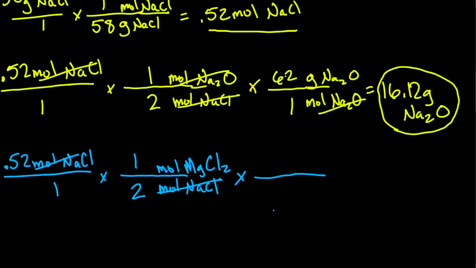So now we got moles of magnesium chloride. We need to change it to grams of magnesium chloride. So moles of magnesium chloride goes on bottom. I'm going to change that to grams of magnesium chloride. Well, how many grams is 1 mole of magnesium chloride? Go to your periodic table, look up magnesium and chlorine, just add those atomic masses together. When you add those up together, you should get 95, and I am rounding to the nearest whole number.